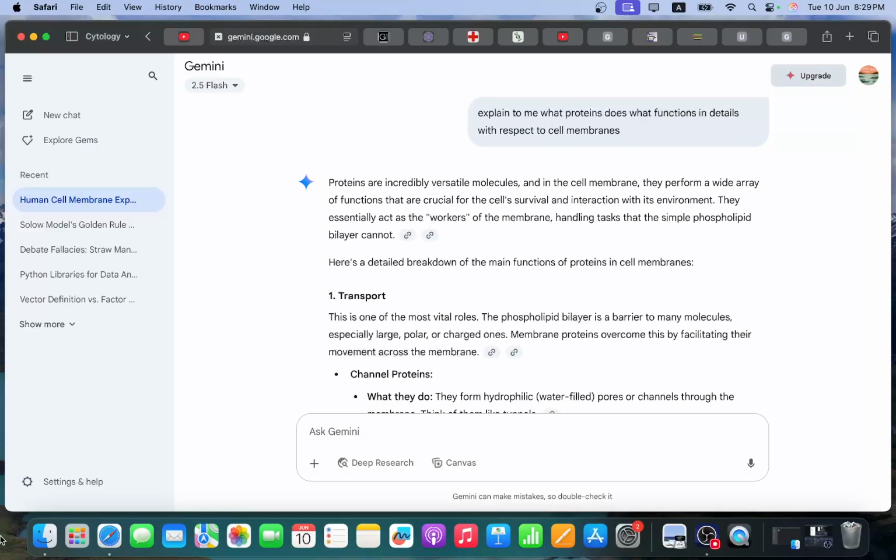Oh boy, this sounds so fun to read. Should I do it? Let's do it.